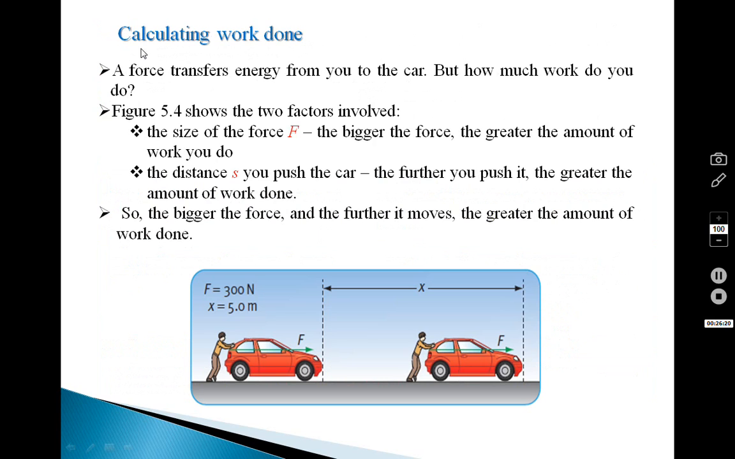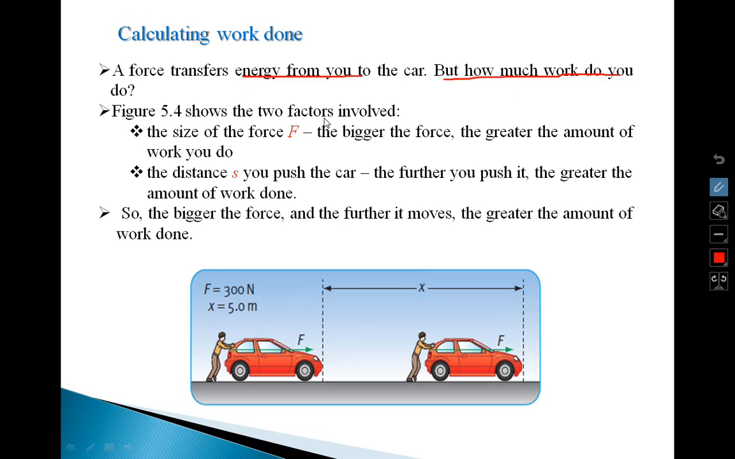Okay, now we are moving to another subtopic, calculating work done. How could we calculate the work done? Any force can transfer energy, as we said before. From where? From you to the car. A force transfers energy from you to the car. But how much work do you do? How could we measure the work you do?